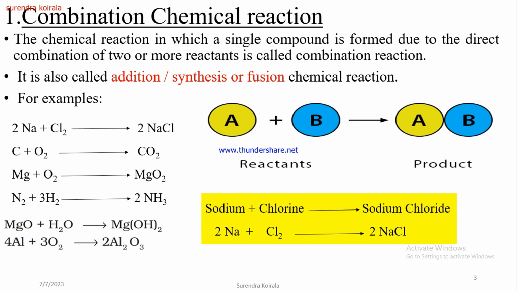MgO2, MgO. That may be wrong, there is a mistake in what is written. And nitrogen plus hydrogen gives ammonia. Magnesium oxide plus water gives magnesium hydroxide. Aluminum plus oxygen gives aluminum oxide. These are the examples of combination chemical reactions.